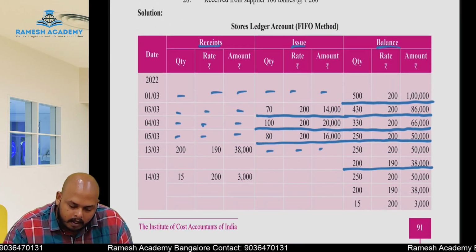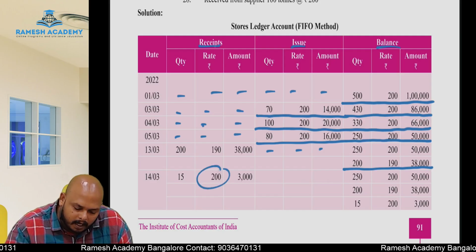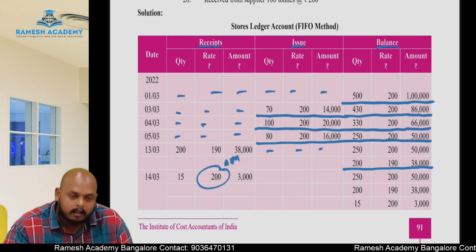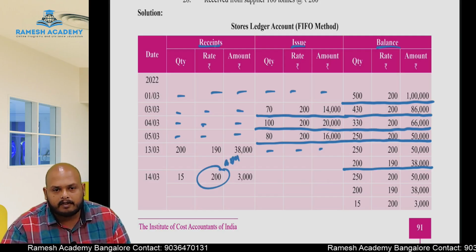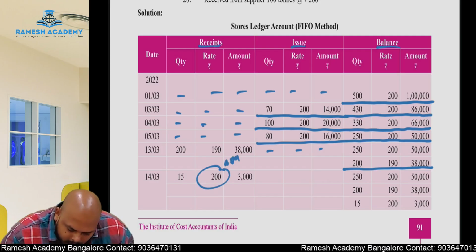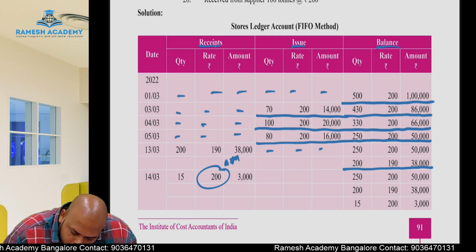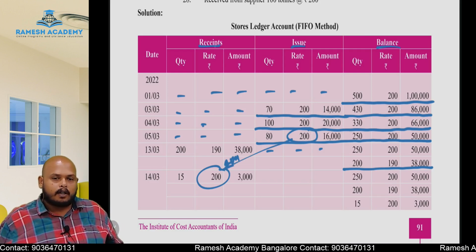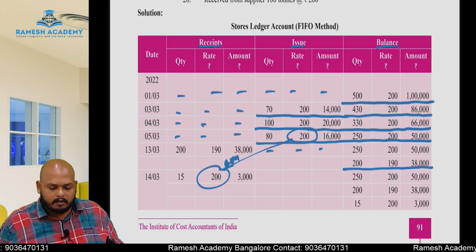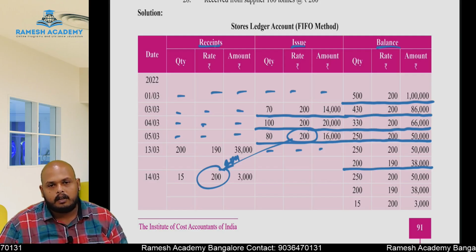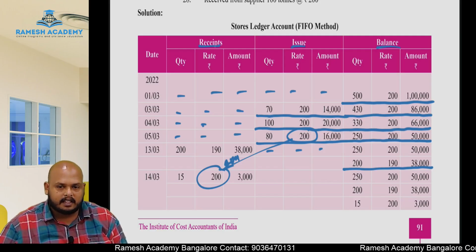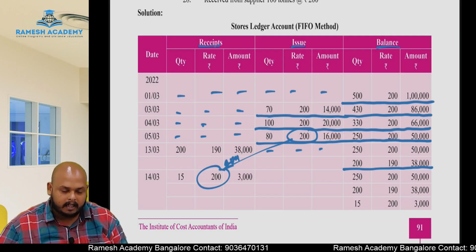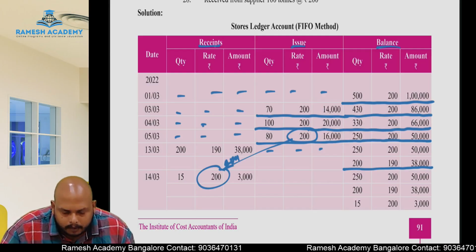Then what price do we have to take? While writing, what is the issue price on 5th March? The same price we should take. See, on the 5th March, what is the issue price? 200. Whatever price existed on the 5th March, the same price we have to take here. That's all. Okay? Next.